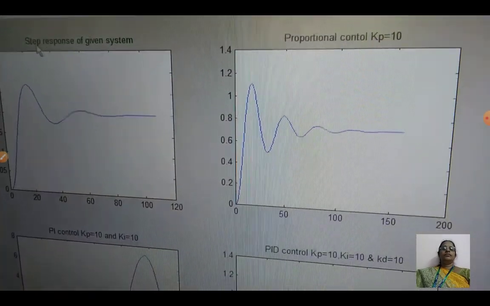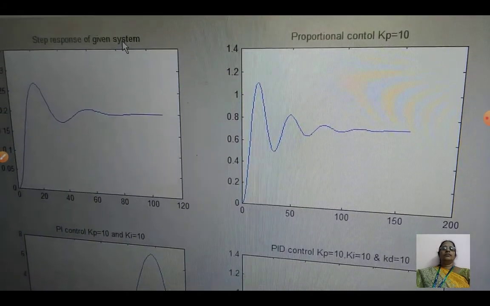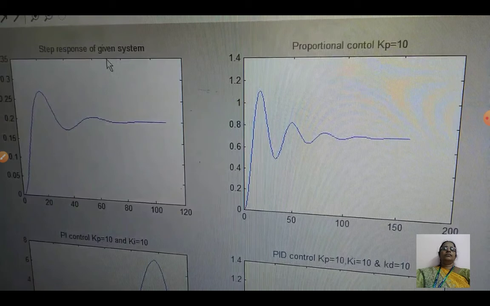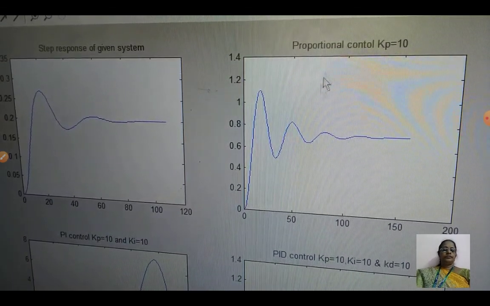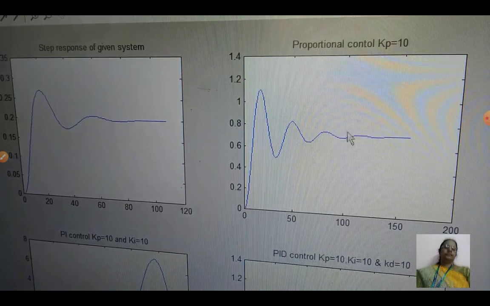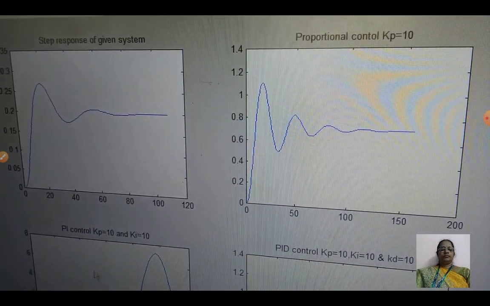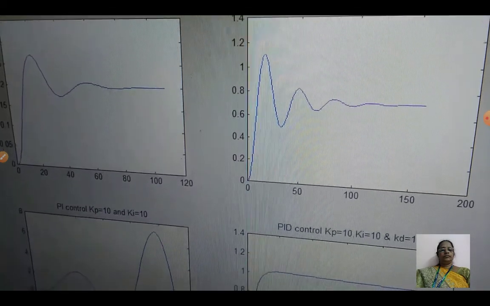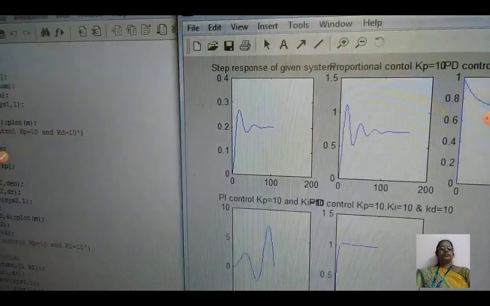Now you are getting the step response of the given system. The given system is G(s) equals 1 divided by 0.5 s squared plus s plus 4. The step response again shows the effect of the P controller. This is the effect of the PD controller. This is the effect of the PI controller. This is the effect of the PID controller only.